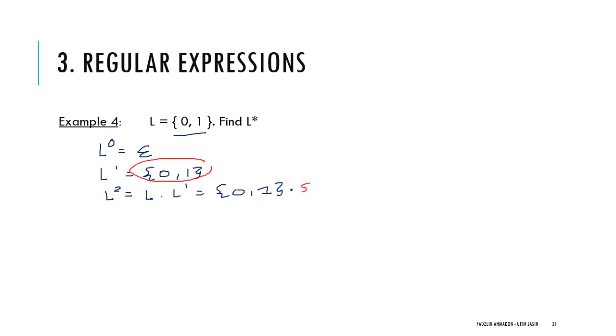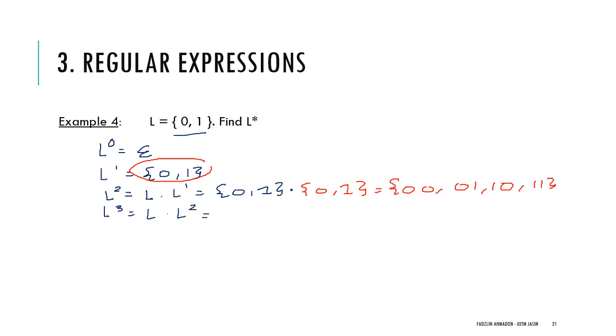Okay, 0, 1. So what do we get? We will get 0, 0, 0, 1, 1, 0, 1, 1. Okay, so that is L to the power of 2. Now, L to the power of 3 is the language itself concatenated with L to the power of 2.